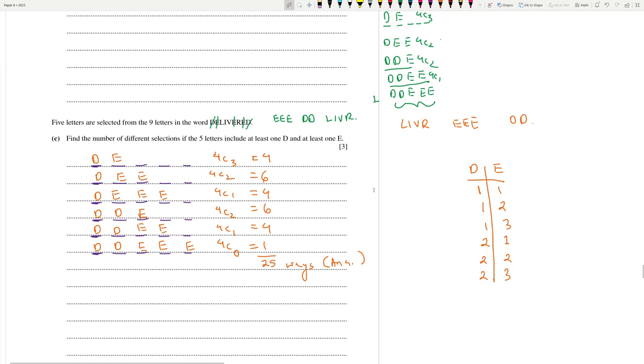And since it's not probability, we just consider LIVR. So from LIVR, 4 letters, 3 will sit here, so that's 4C3, and over here we will have a 2 out of the 4, that's 4C2, and over here 4C1, then 4C2, 4C1, and so on. For the last one, it's 4C0. If you add all of them, you will get the total number of ways.